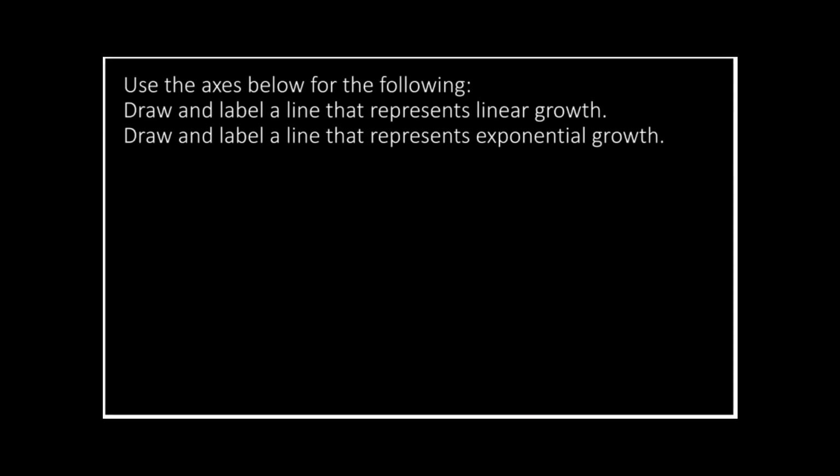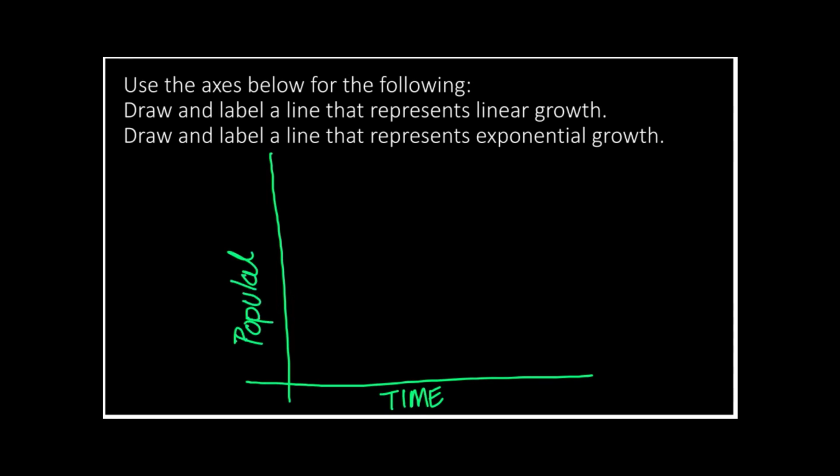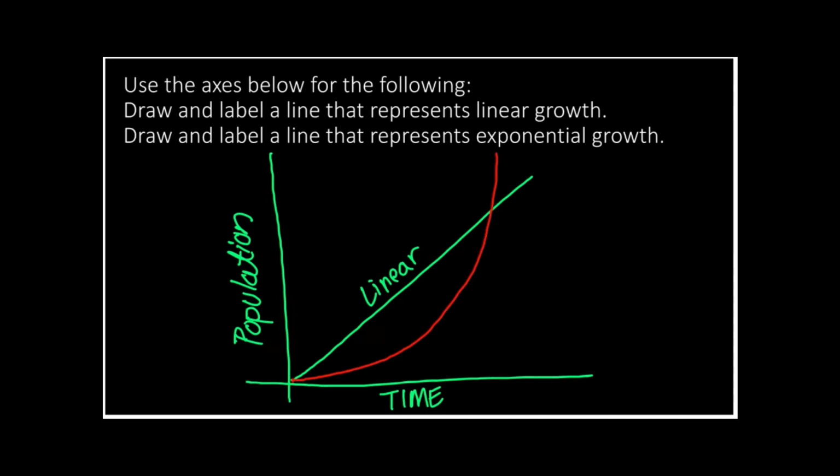Biodiversity. So now let's talk about populations. Okay, so let's draw a graph, and we're going to put time on the x-axis and population on the y. Okay. If we want to talk about linear growth, it's going to be a straight line. And then if we want to talk about exponential growth, let me use a different color. Exponential growth is going to look like that.